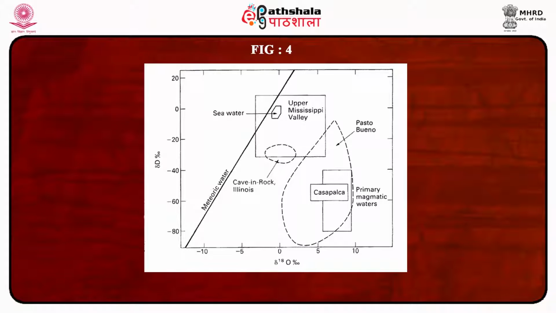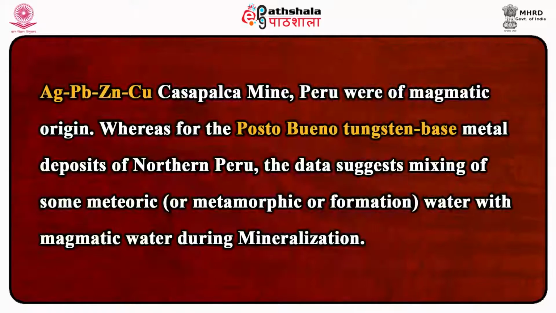Obtained values indicate that the main stage of mineralizing fluids at the Ag, Pb, Zn and Cu Kaspalak mine, Peru were of magmatic origin, whereas for the Pasto Bueno tungsten base metal deposit of northern Peru, the data suggested mixing of some meteoric or metamorphic or formation water with magmatic water during the mineralization, fluids for the formation of the cave-in-rock fluorite deposits.